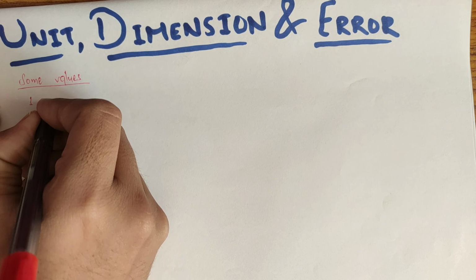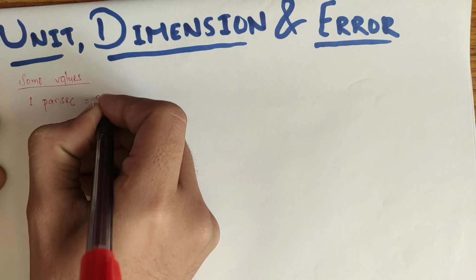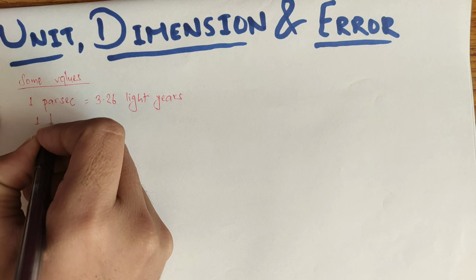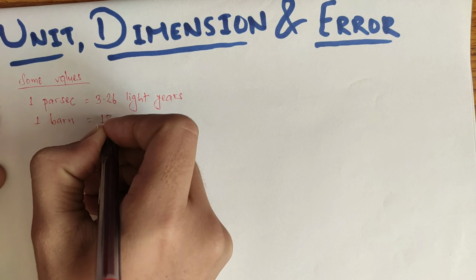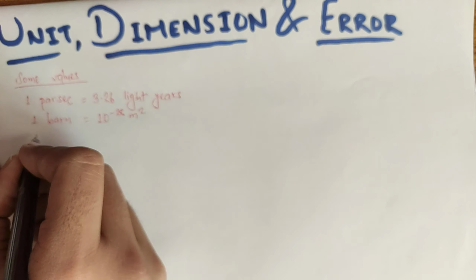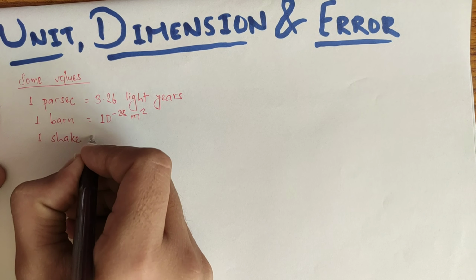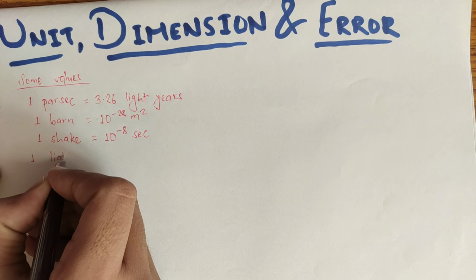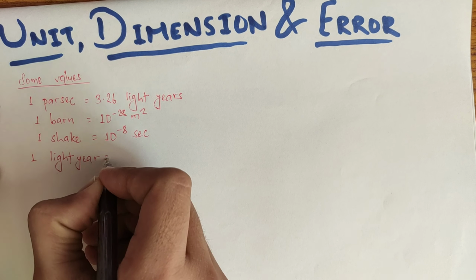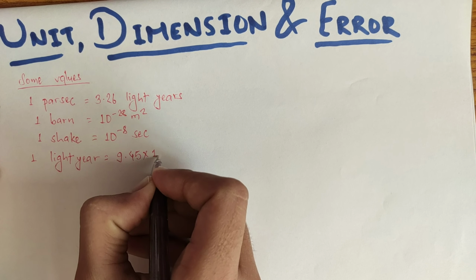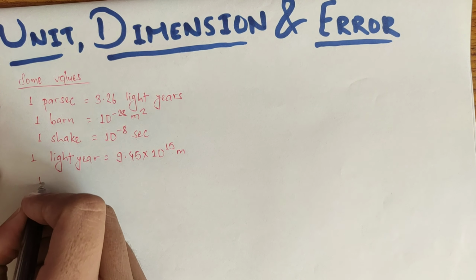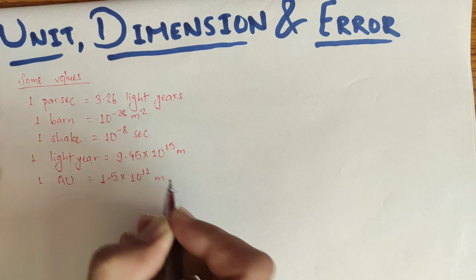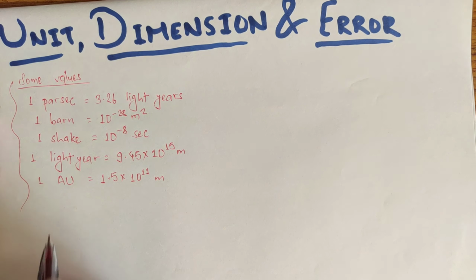So 1 parsec is equal to 3.26 light years. 1 barn is equal to 10 to the power minus 28 meter square. 1 shake is equal to 10 to the power minus 8 second. 1 light year equals 9.45 into 10 to the power 15 meter. 1 astronomical unit equals 1.5 into 10 to the power 11 meter. This much you must know under some values.